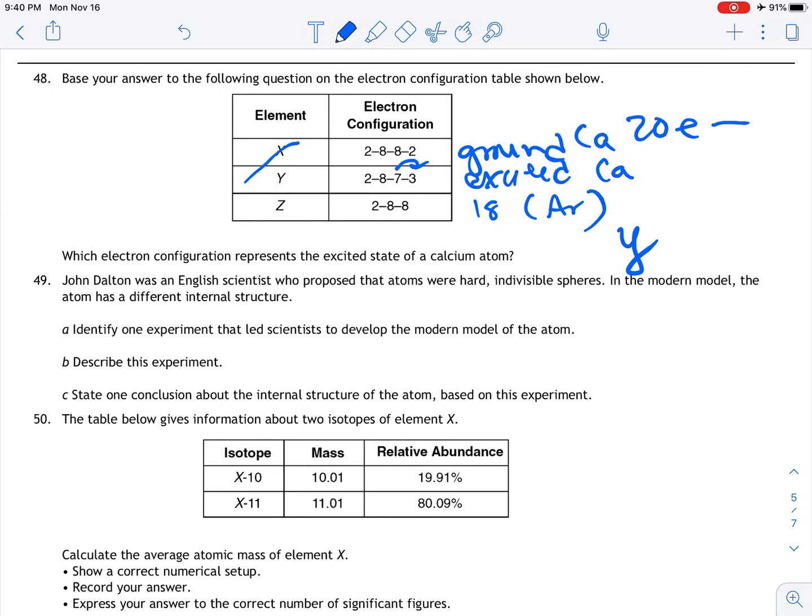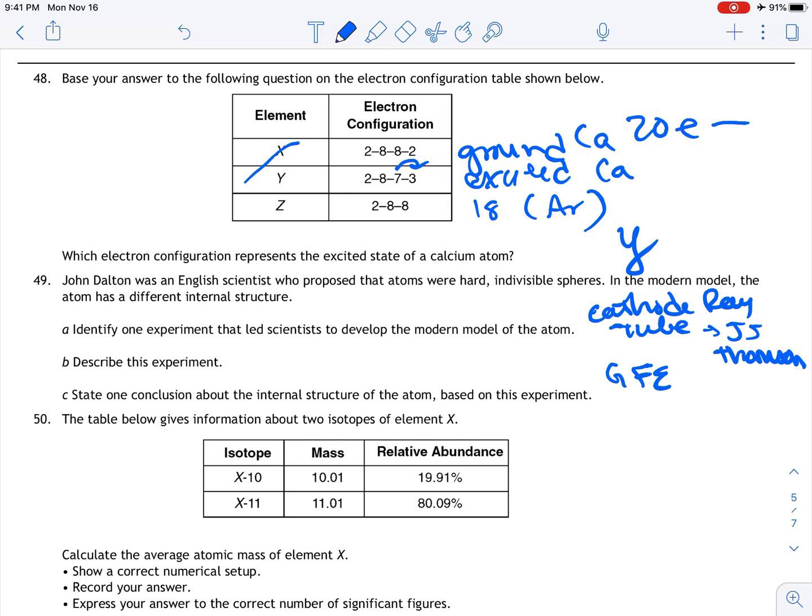John Dalton was an English scientist who proposed that atoms were hard, indivisible spheres. In the modern model, the atom has a different internal structure. Identify one experiment that led scientists to develop the modern model of the atom. You could say the cathode ray tube experiment. That was J.J. Thomson. He's the one who discovered the electron. He had the plum pudding model. Or the classic would be the gold foil experiment by Rutherford.